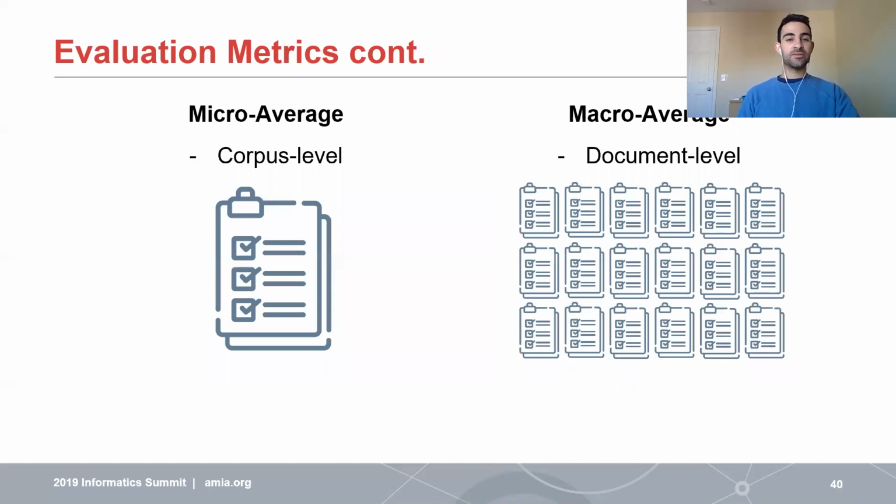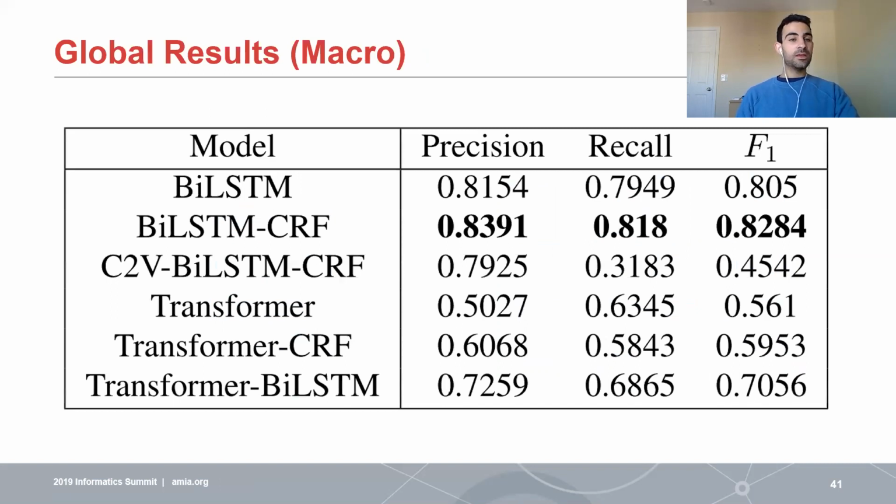The overall performance of each system was evaluated using micro and macro versions of the previously mentioned statistics. Micro average calculates metrics at the corpus level, whereas macro average calculates them at the document level and averages the results over all documents. Here are the global results of our system, calculated at the macro average level.